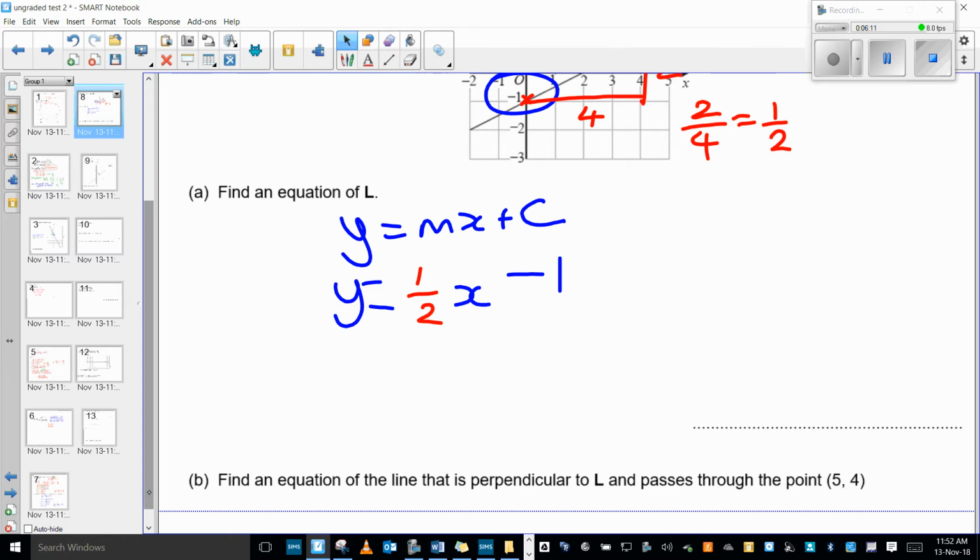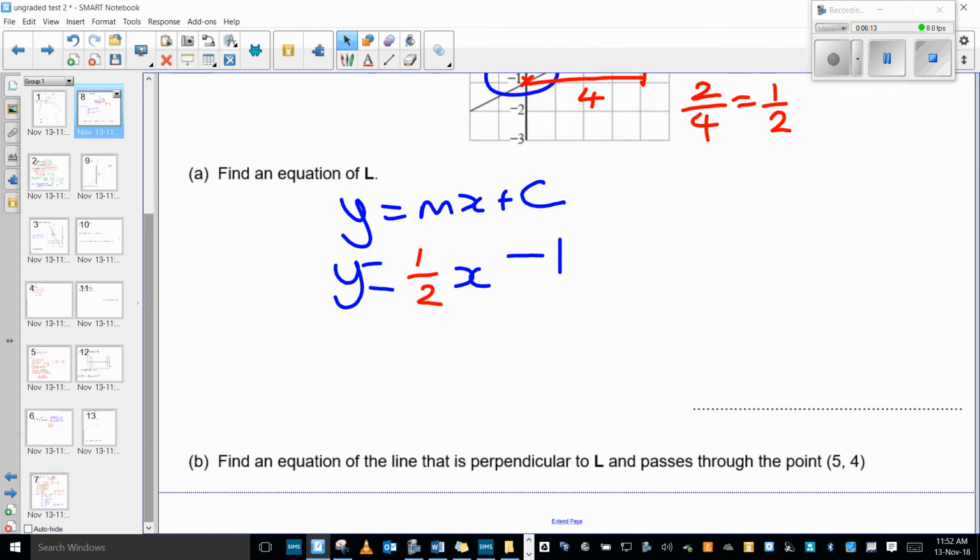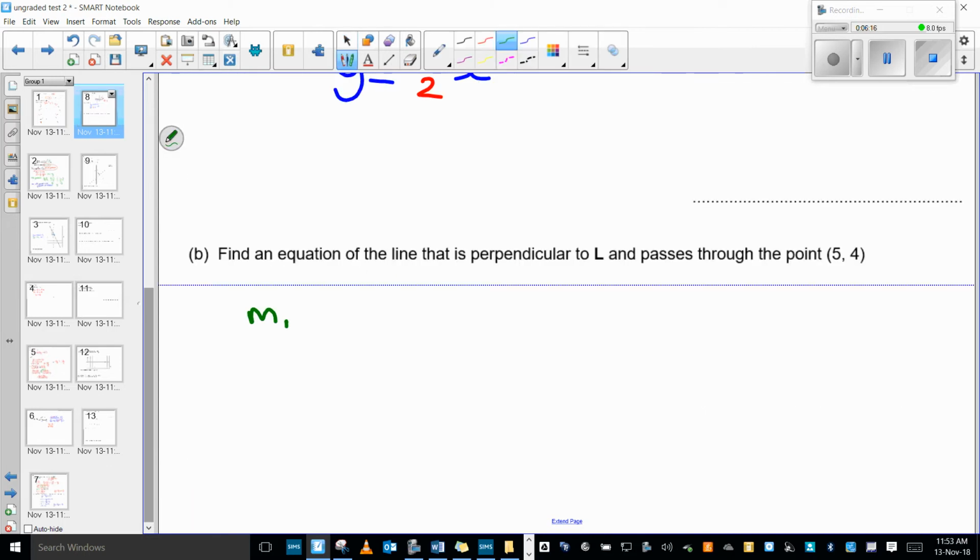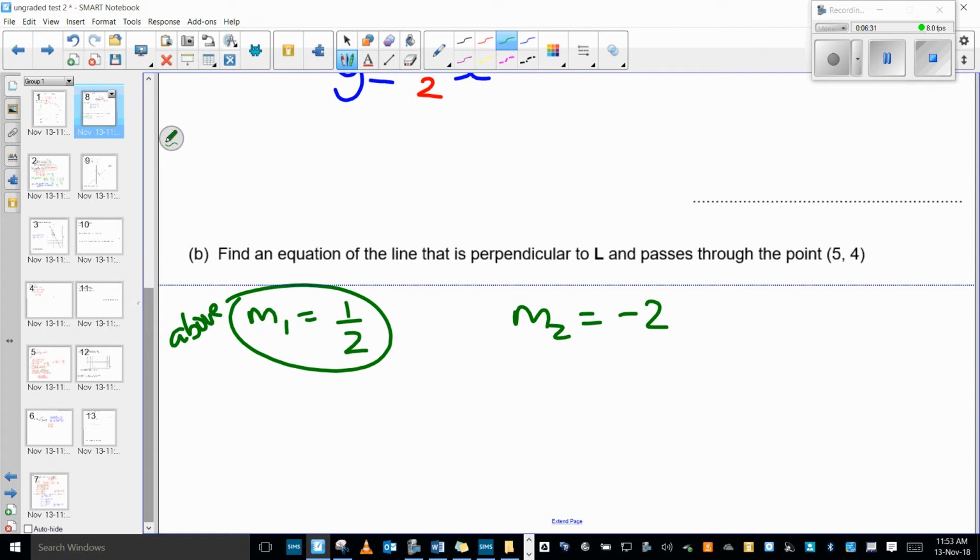So what was my gradient of this one up above? m1 is 1/2. So my second gradient therefore is going to be what? -2. This line here is going to have a gradient of -2. So I know my equation is going to start y = -2x + c. How do I find my c, Layla?